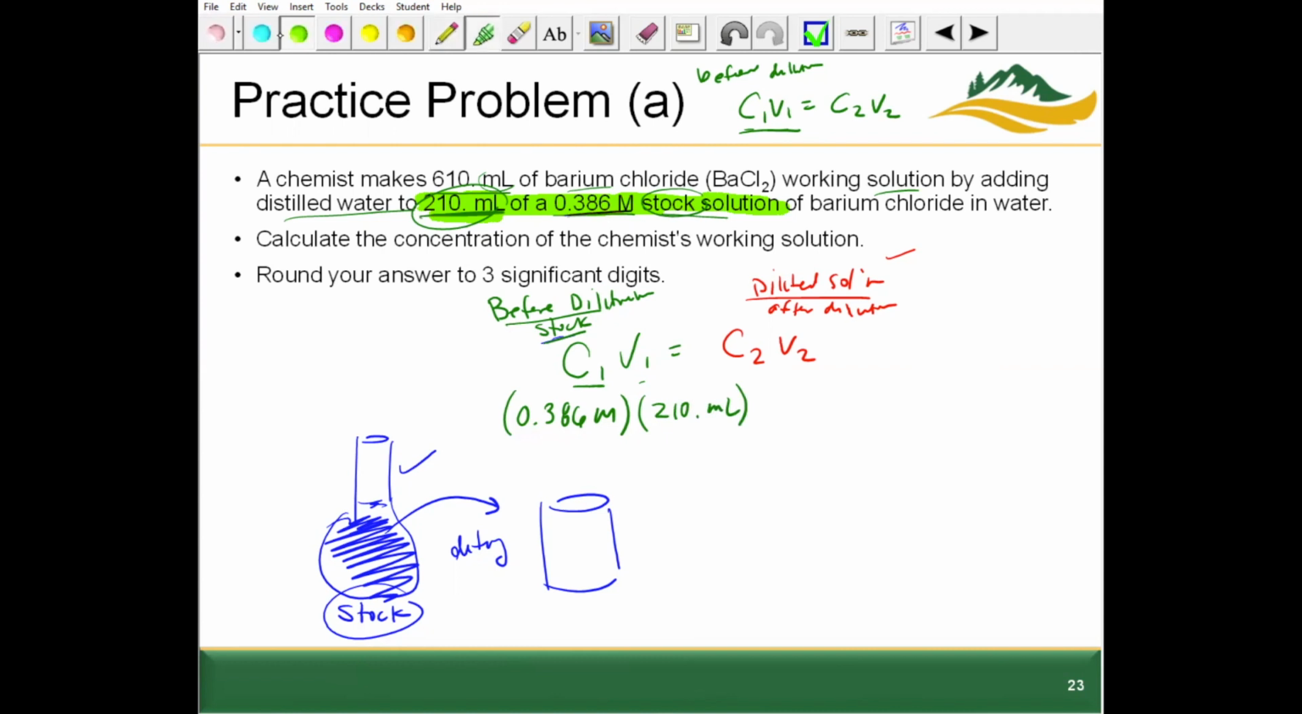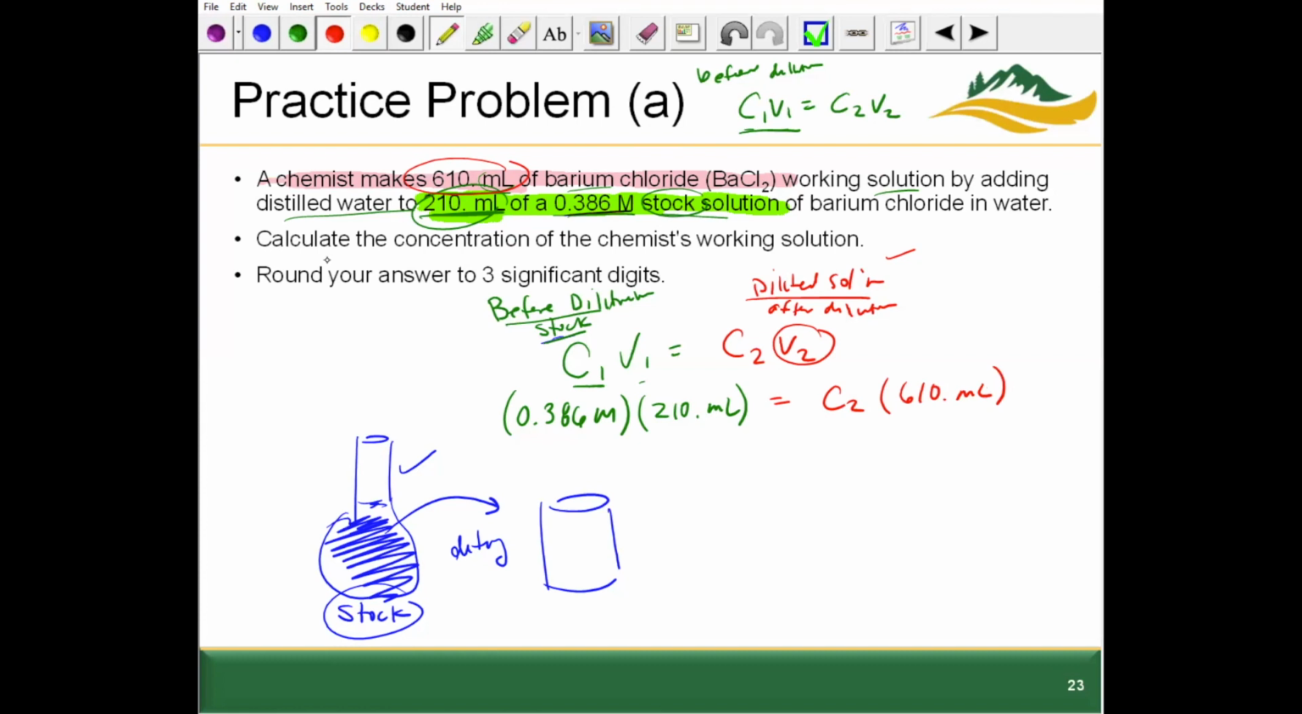Now here in the rest of the problem, we're told a chemist makes 610 mils of this other solution. So at the end, they made this new solution. So this is really our volume 2. So they made some new solution that has this specified volume of 610 milliliters.